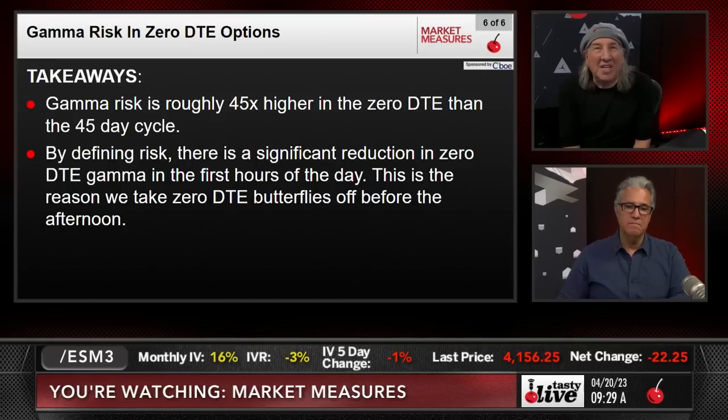So the takeaways: gamma risk is roughly 45 times higher in 0 DTEs than the 45-day cycle. And by defining risk, there is a significant reduction in the 0 DT gamma in the first hours of the day. This is the reason we take 0 DT butterflies off before the afternoon. That's exactly right. But also just remember, the third bullet here is that there's 5 times more risk in the last 2 hours than there is in the first 2 hours.